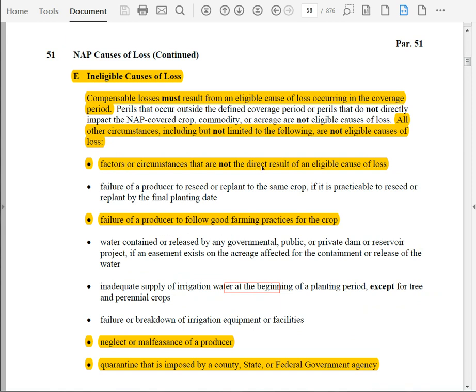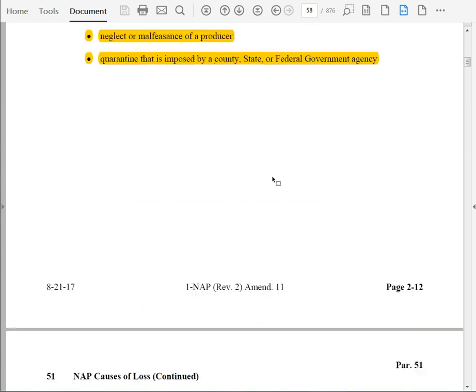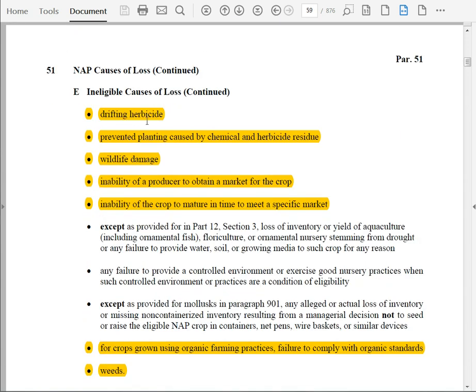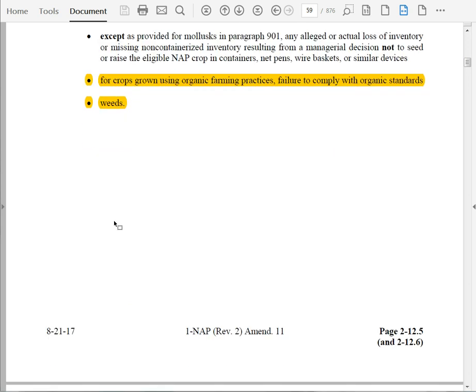Factors or circumstances that are not the direct result of an eligible cause of loss. Failure of a producer to follow good farming practices. Neglect or malfeasance of a producer. Quarantine that is imposed by county, state, or federal government. Drifting herbicide. Prevented planting caused by chemical or herbicide residue. Wildlife damages. Inability of a producer to obtain a market for the crop. Inability of the crop to mature in time to meet a specific market. For crops using organic farming practices, failure to comply with organic standards, and weeds.